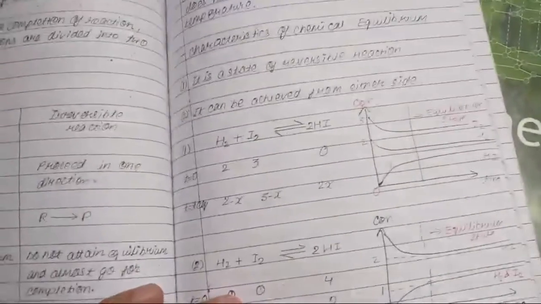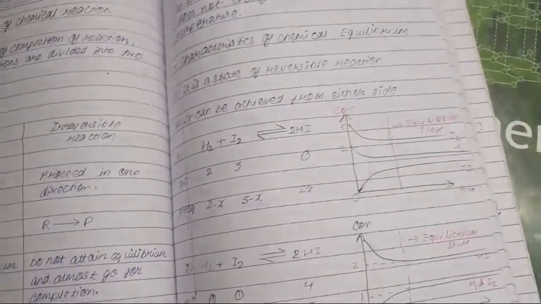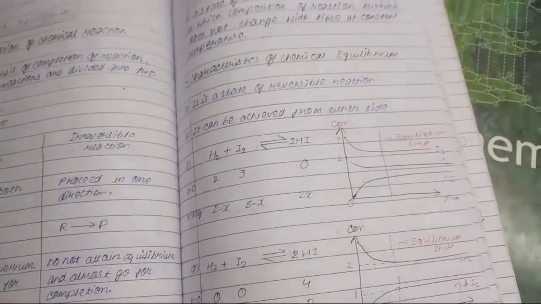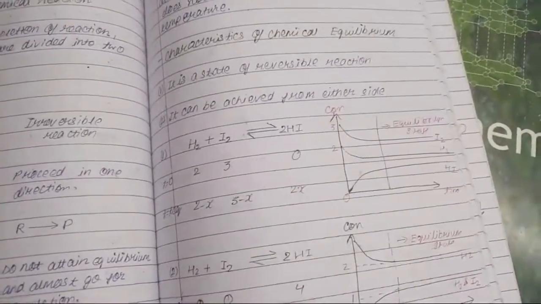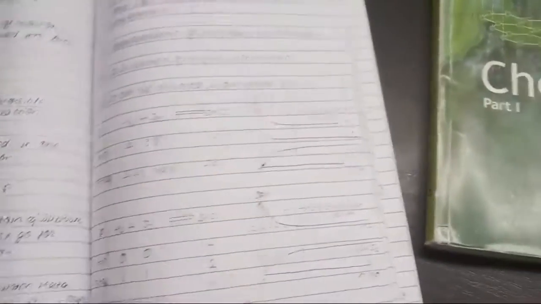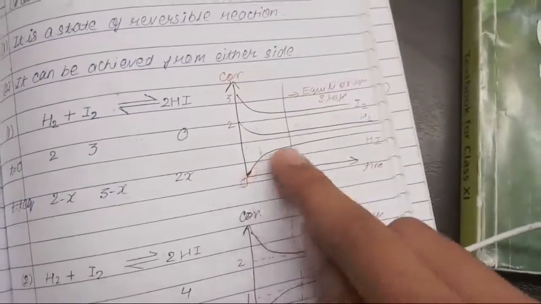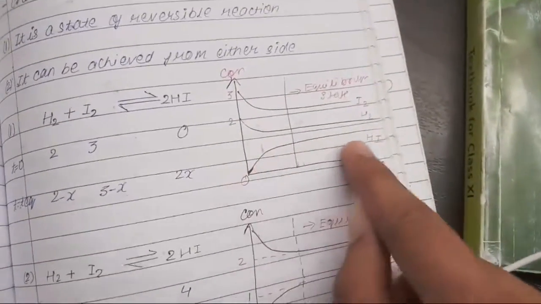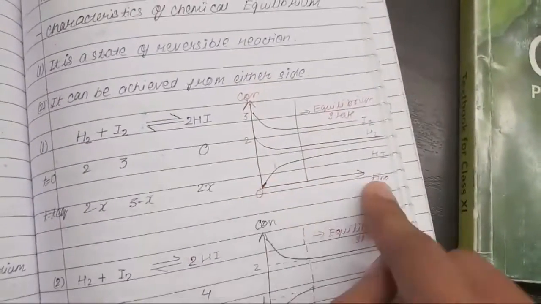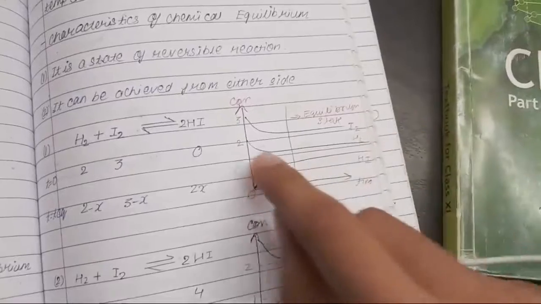It is a state of reversible reaction. As I have told you earlier, it can be achieved from either side, either from the product side or from the reactant side. So basically, the equilibrium graph is represented in this manner. As you can see, this is the concentration. This curve represents the concentration of HI with time. So this y-axis is concentration and this x-axis is time.